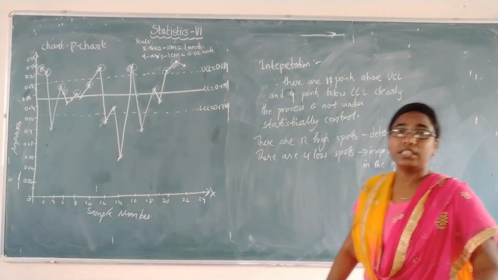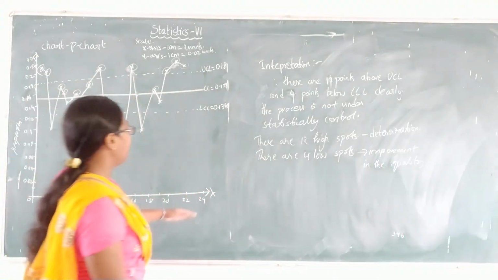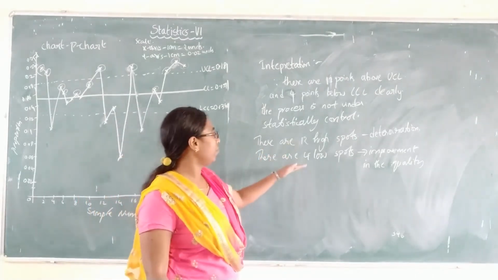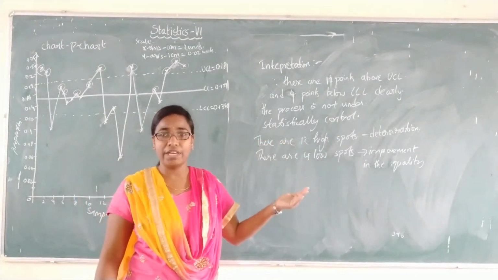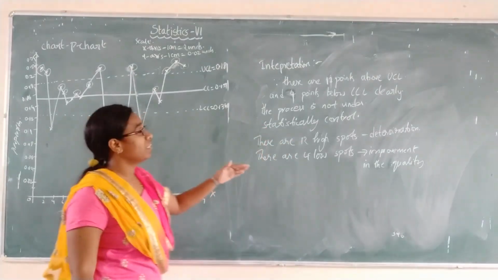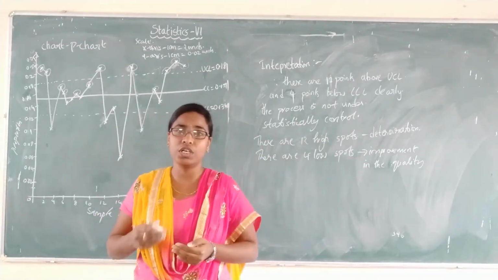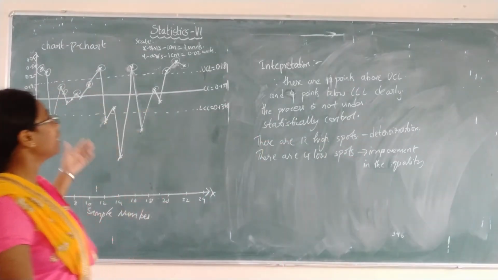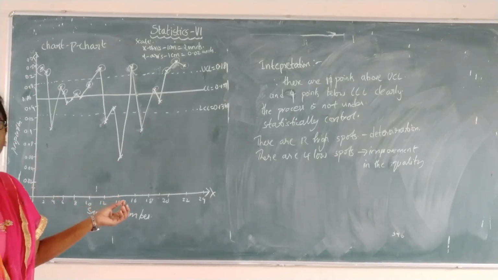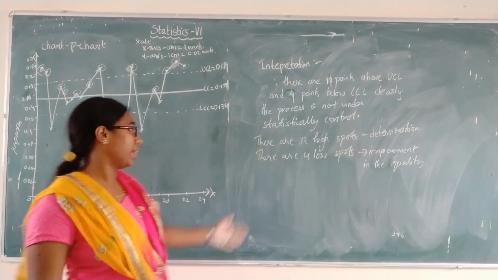Deterioration means the situation which goes worse day by day. Now if you compare, low spots are only 4. That means the improvement. Comparatively, the high spots are many, right? If you compare 4 and 12, there are many high spots. So the situation is going worse day by day. So by seeing this control chart, we can say the process is not under control and also the situation is going worse day by day.